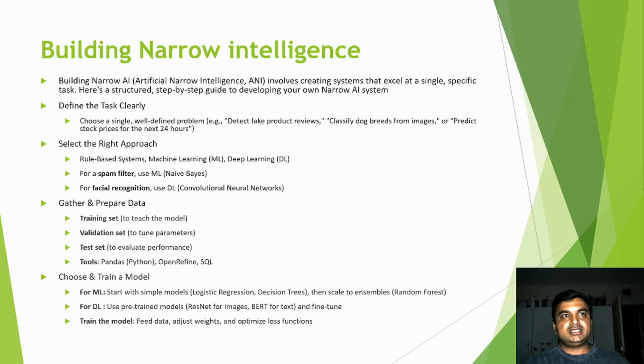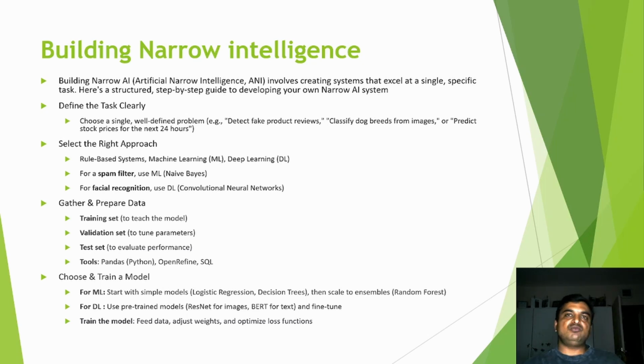Next is we need to choose how to solve these tasks. So selecting a right approach is very important. Whether you want to use rule-based systems, machine learning, or deep learning. So these approaches are good in their own ways. Like the rule-based system can be good for detecting the spams in an email, or for facial recognition or the images you can use deep learning or the CNN, convolutional neural networks. So this is where you choose the right approach. Next step is to gather and prepare the data.